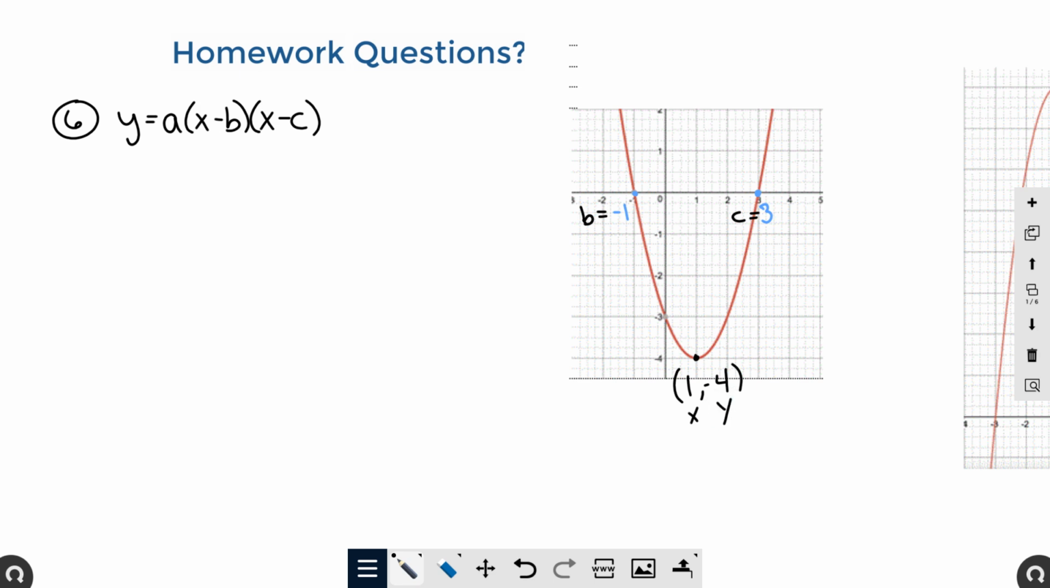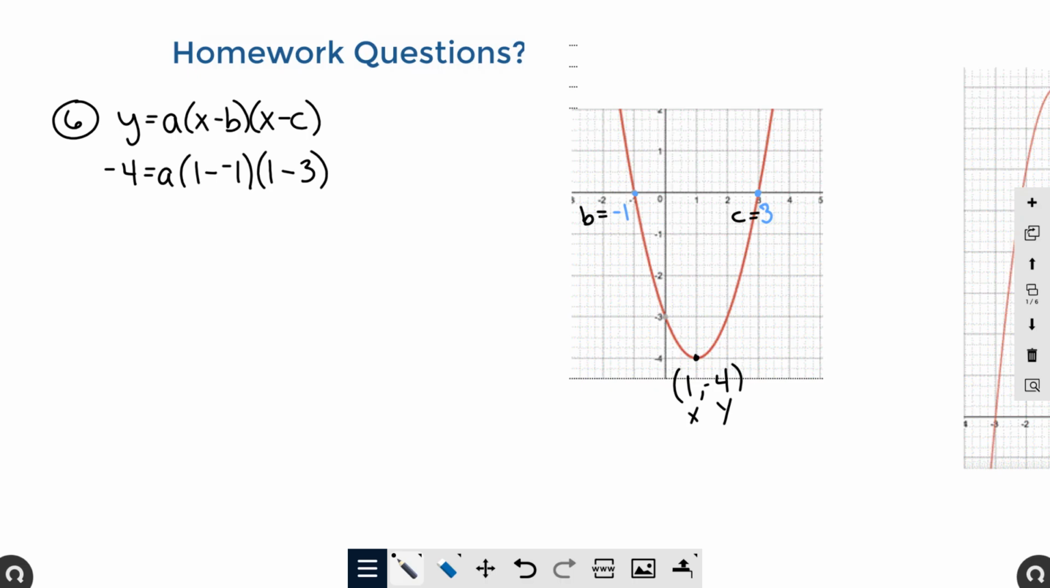So now we have all the letters taken care of except for A. All right. So Y is -4. Then we have our A. X is going to be 1. B is -1. We have another 1 again for that X. And then C is 3.